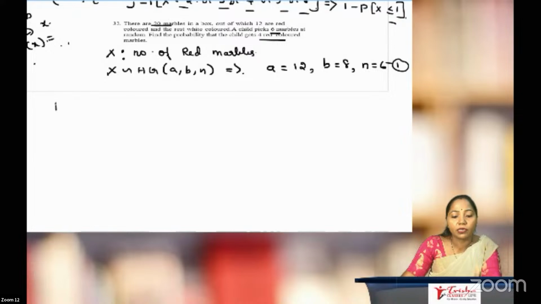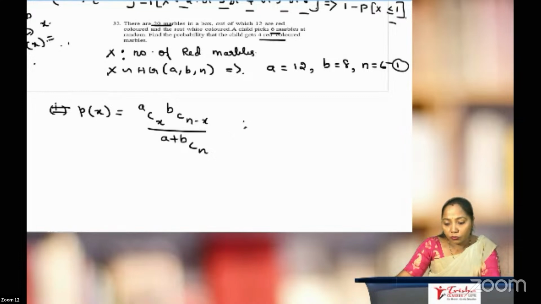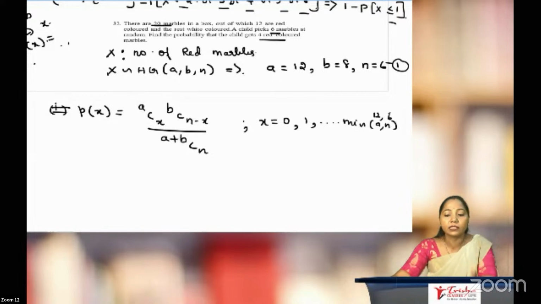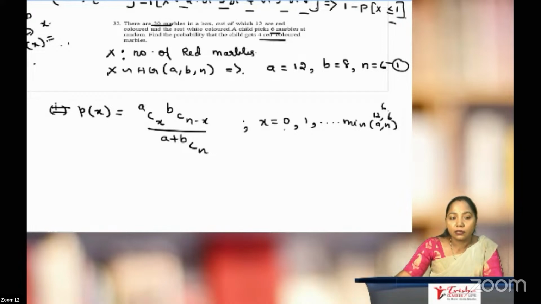Now let us find the probability. You have to write the probability mass function P of X. So we have A C X, B C N minus X, divided by A plus B C N. What is the range for X? X can take values. It could be 0 red colored marbles selected out of 6. It could be 1. It could be 2. Up to the minimum of A and N. Our A is 12, N is 6. What is the minimum of 12 and 6? It is 6. So the range would be 0, 1 to 6.